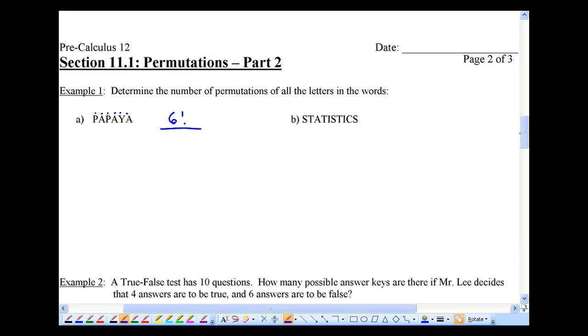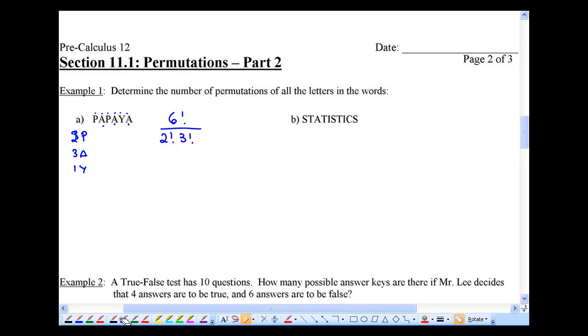So look, there's 3 p's, right? Oh no, sorry, there's 2 p's. Okay, so I have to divide that by 2 factorial because they're repeating objects. And then I see 3 a's, so I have to divide this by 3 factorial. There's 1 y, so I could put in 1 factorial here, but 1 factorial is just 1, so most people don't write it in. So this is it by the formula.